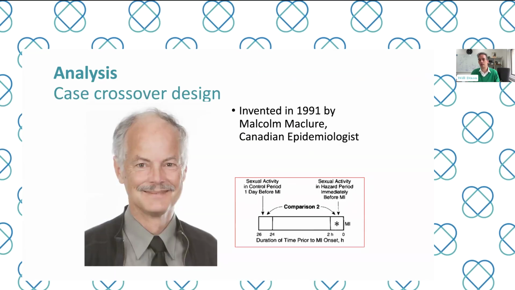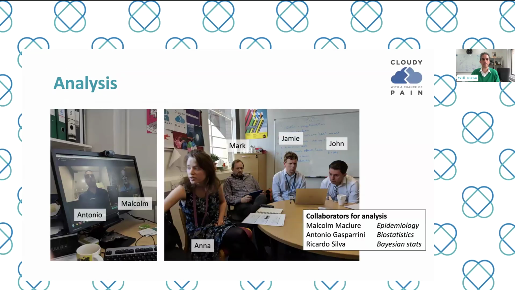So having written that and now having run the study and having got the data, we then looked around to find people with real expertise in this area. And we reached out to Malcolm McClure, a Canadian epidemiologist who invented the case crossover design, comparing moments at which you have an event to moments at which you don't have an event and looking at the exposures around those time periods. So Malcolm kindly joined the study team, as did Antonio Gasparini, who's doing the most recent iteration of Malcolm's original method many decades earlier, as well as some others.